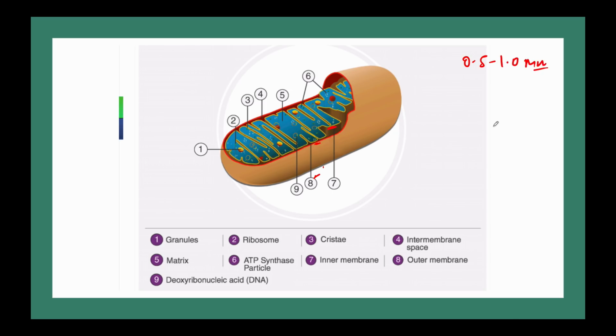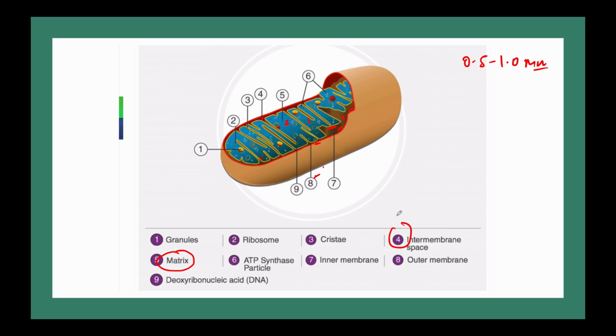So the structure comprises an outer membrane and an inner membrane and a gel like material which is known as the matrix, number 5. So this is the matrix. The outer membrane and the inner membrane are made of proteins and phospholipid layers separated by the intermembrane space. So intermembrane space is number 4. This space is the intermembrane space.